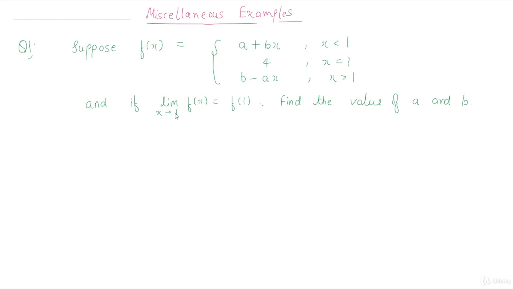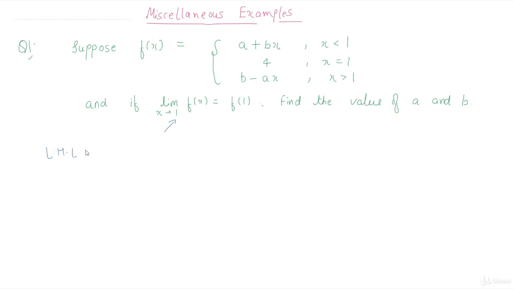Let us think how we will approach this problem. Since the limit as x approaches 1 of f of x is given as f of 1, what is f of 1? You can see from here it is equal to 4. Since this limit is equal to a finite number, that means it exists for sure, and it is equal to 4. So in our case, that means the left hand limit as x approaches 1 as well as the right hand limit as x approaches 1 will exist, right?